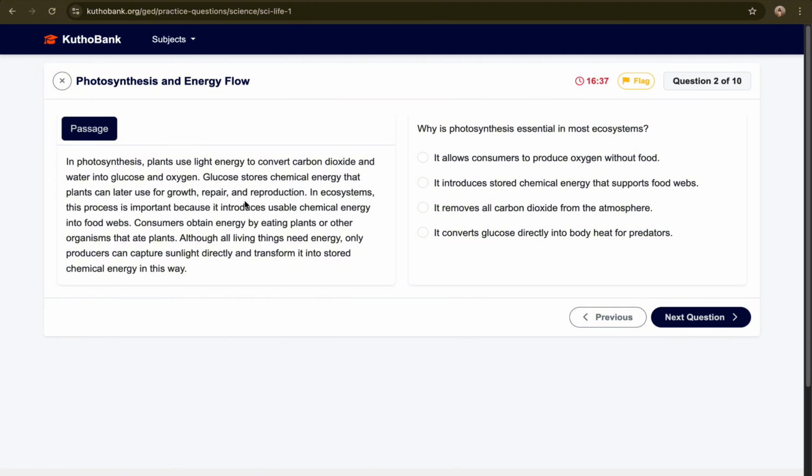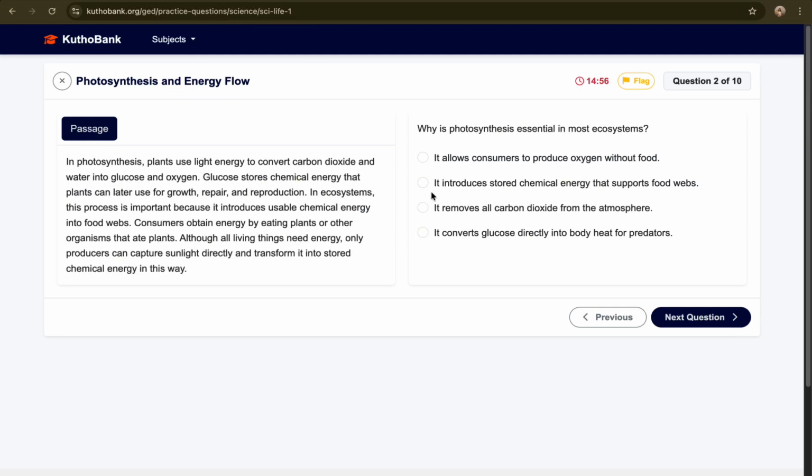Let's scan the rest of the passage for the keywords that we got from choice A. So let's scan it line by line again. Now we see consumers. So let's read the entire sentence carefully. Consumers obtain energy by eating plants or other organisms that ate plants. So this is about how consumers obtain energy. But the keywords from choice A are not mentioned here either. So choice A is clearly not a correct answer.